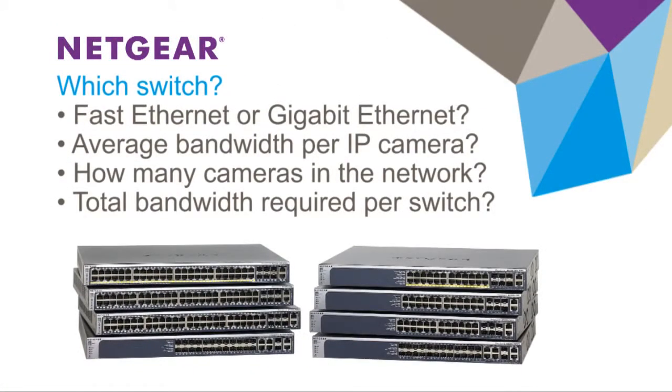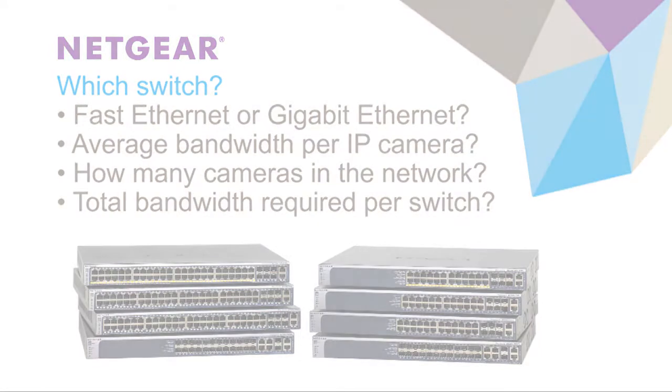Determining which switch within these two families requires answering four questions. Will the network use fast Ethernet cameras or gigabit Ethernet cameras? What is the average bandwidth required per camera? How many cameras will be in the network? And what is the total bandwidth required per switch?